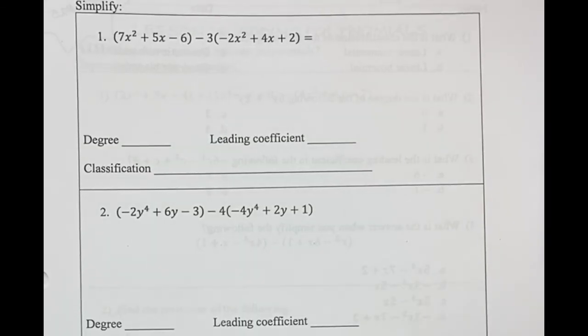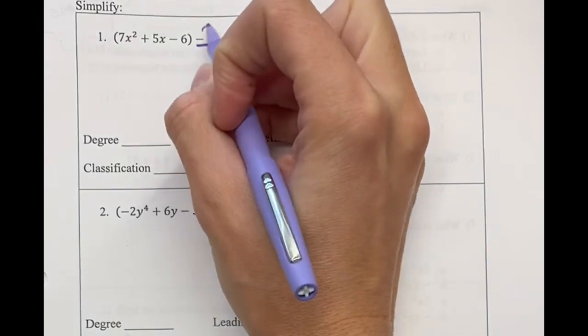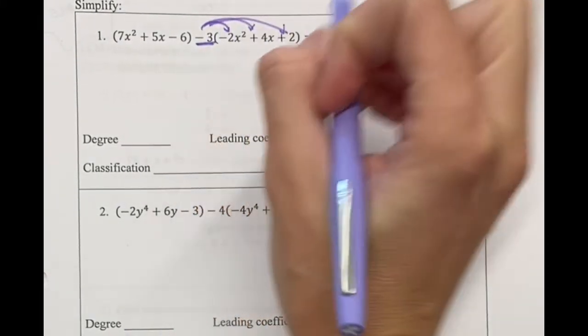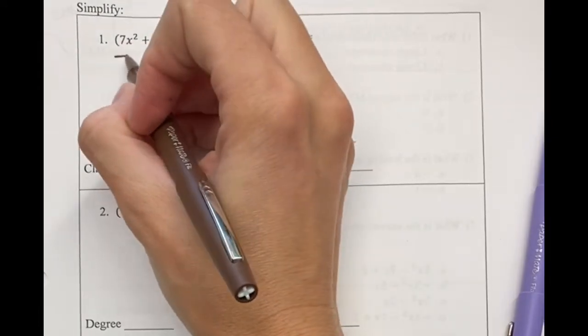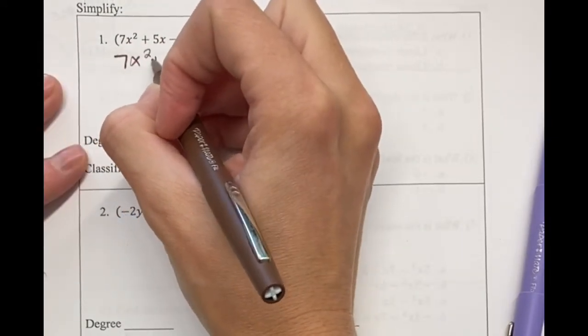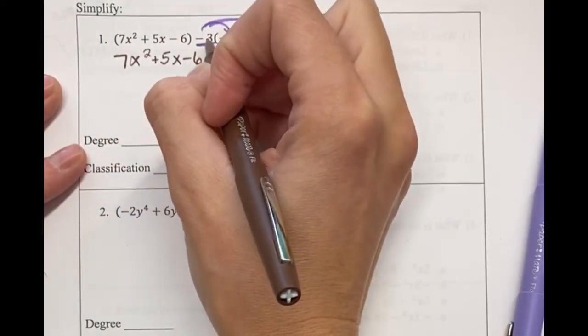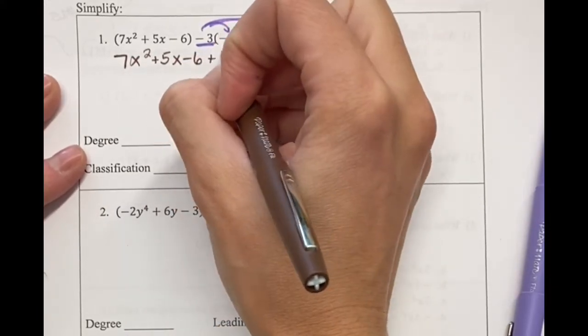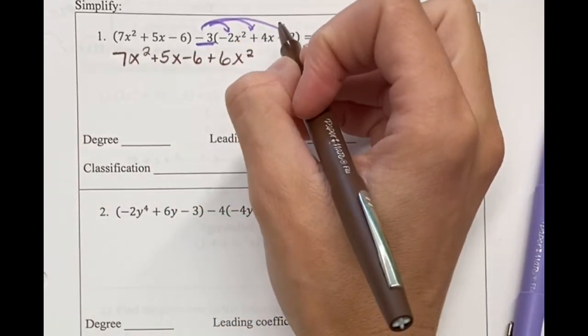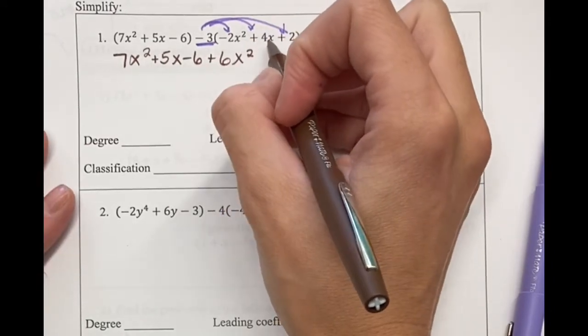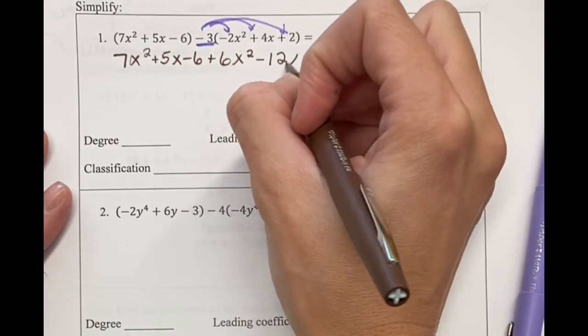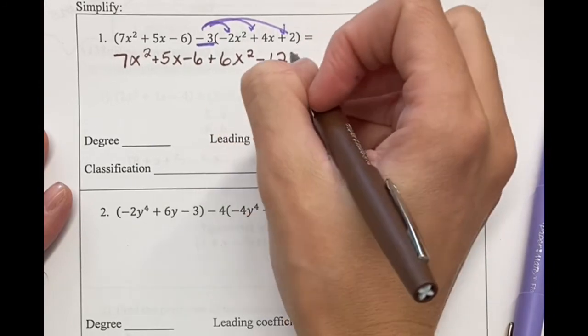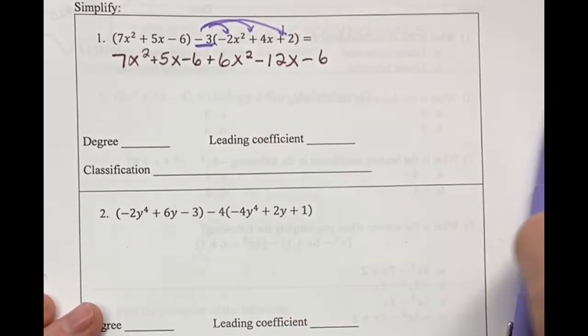So for question number 1, I have 7x squared plus 5x minus 6 minus 3 times negative 2x squared plus 4x plus 2. So I see that negative 3 and I need to distribute it out. So I'm going to rewrite the first set of parentheses. And negative 3 times negative 2x squared gives me a positive 6x squared. Negative 3 times 4x gives me a negative 12x, and negative 3 times 2 gives me a negative 6.